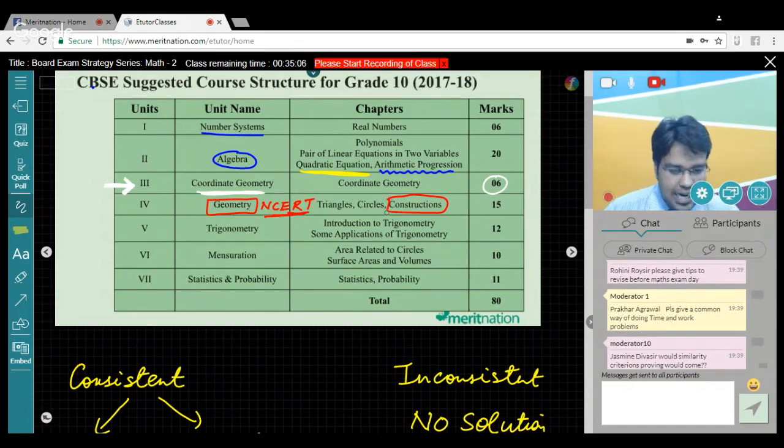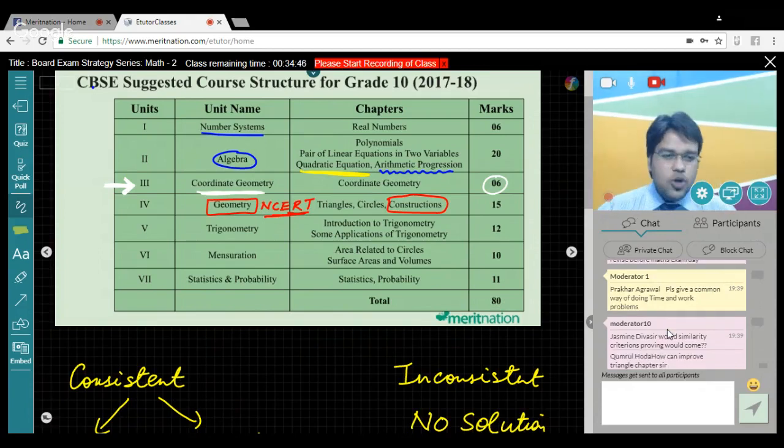I'll take up some doubts now. Before moving on to trigonometry, the common way of doing time and work problems. For time and work problems, I would advise you to go through R.D. Sharma. It has categorically given the word problems, and it has good quality time and work problems. Please go through that. The practice will hardly take 2 hours of yours.